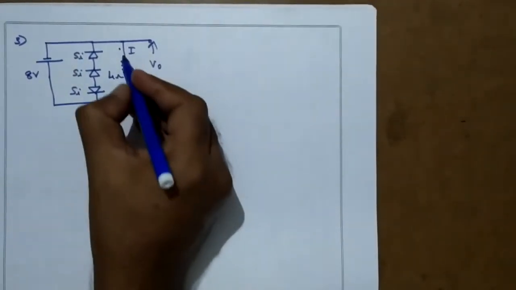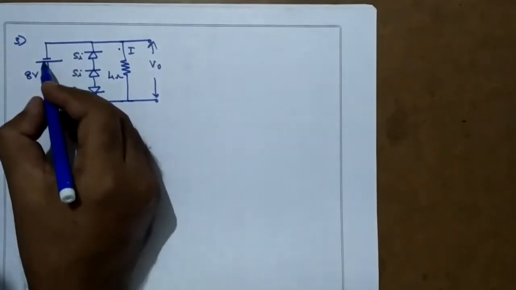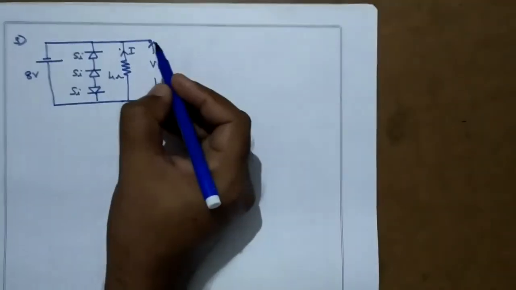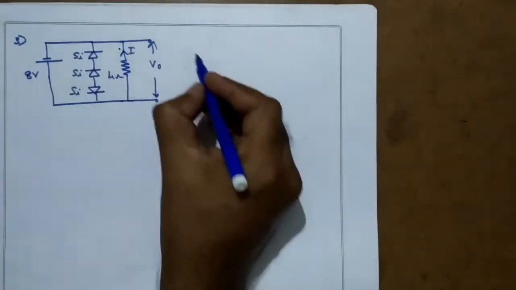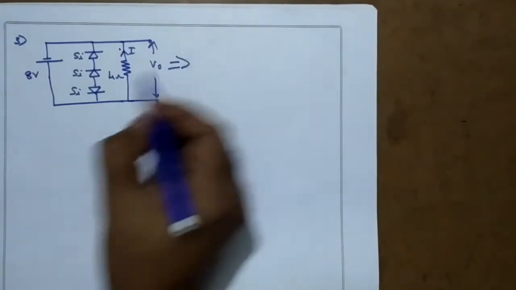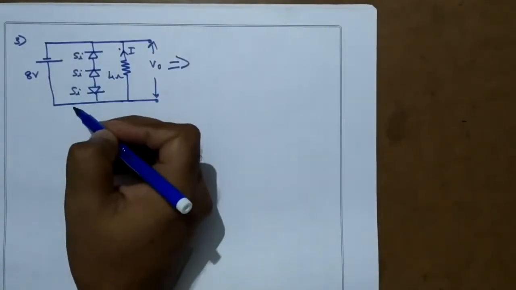What is I and V naught? See, let us say I is this, because always current flows from higher potential to lower potential. Okay. Now I'll replace the diodes by their equivalent circuit.